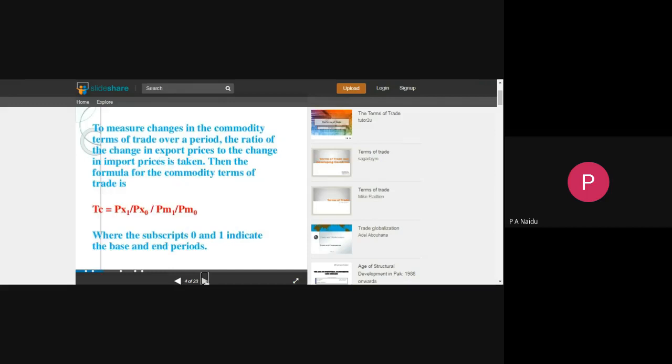For example, to measure the changes in commodity terms of trade over a period, suppose for 10 years, how much difference or change happened in exports and imports in one country. Suppose we wanted to measure that. Then to measure the changes in commodity terms of trade or net barter terms of trade over a period of time, the ratio of changes in export prices to changes in import prices has to be taken.